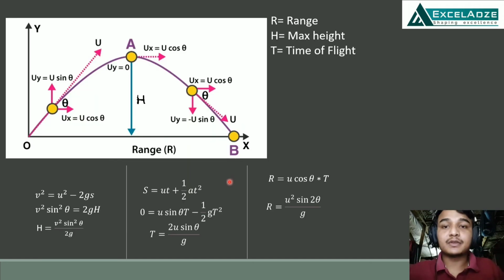Okay, let's see the diagram and see what the different terms used are. R is the range, which is the distance traveled by the projectile. H is the height, which is the maximum height gained by the projectile, and T is the time of flight, which is the time taken by the projectile to complete this motion.